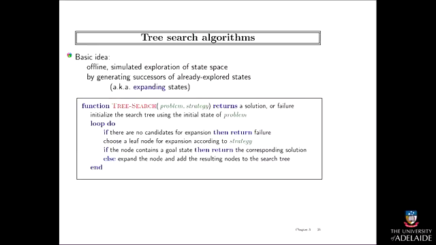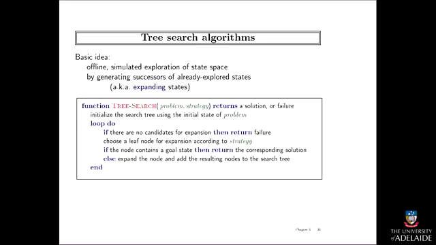Okay, so how do we go about solving these problems? And I've already alluded to the fact that we're going to do it using search. And in particular, tree search is a standard way of doing this. So the basic idea is that offline we're going to do some simulated exploration of the state space. And we do this by generating the successors of already explored spaces. So I'll try and make that a little bit more concrete in a second.